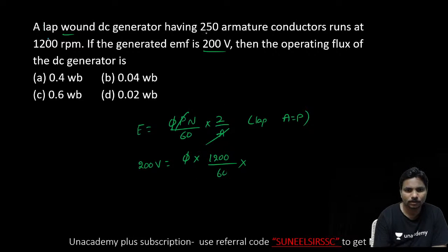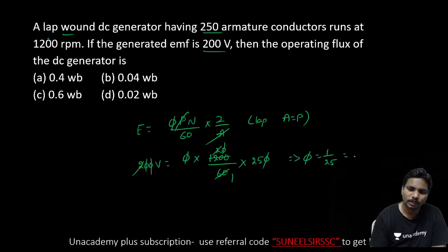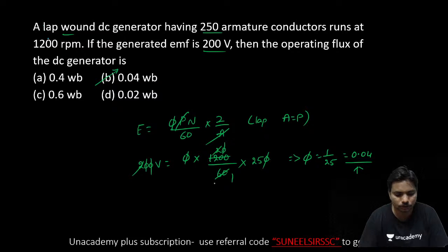How many conductors they have given? 250 armature conductors. 250 into 20 is 5000. Cancelling the zeros, 2 gets cancelled out. Pi is equal to 1 by 25. Okay, 1 by 25, that is 100 into 10 power minus 2, so 4 into 10 power minus 2, 0.04. So the answer is 0.04 Weber. Okay.